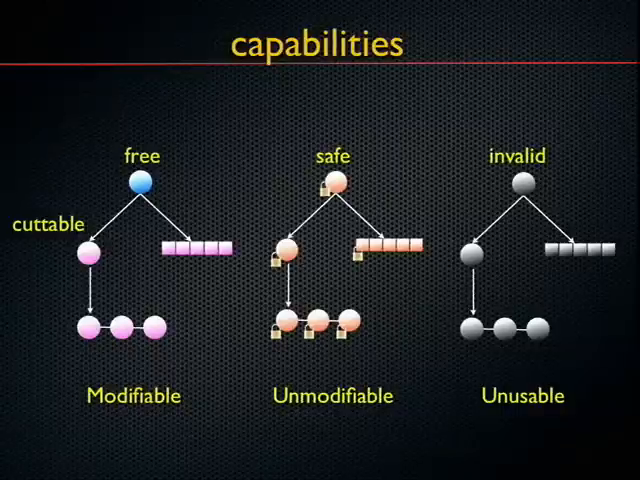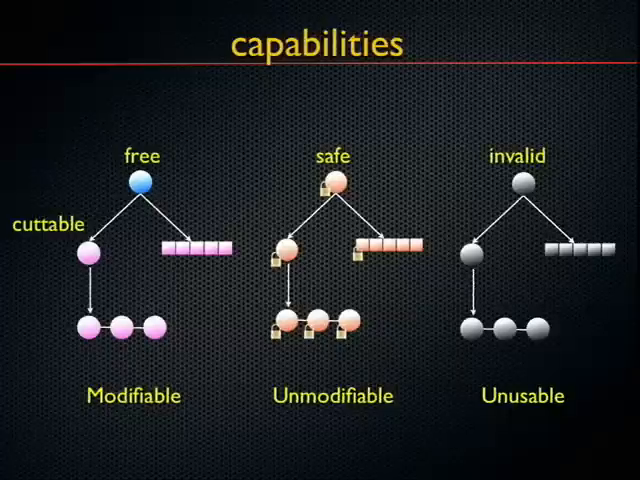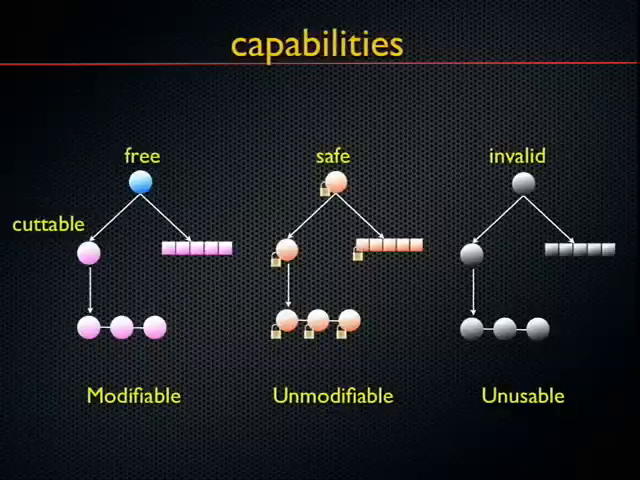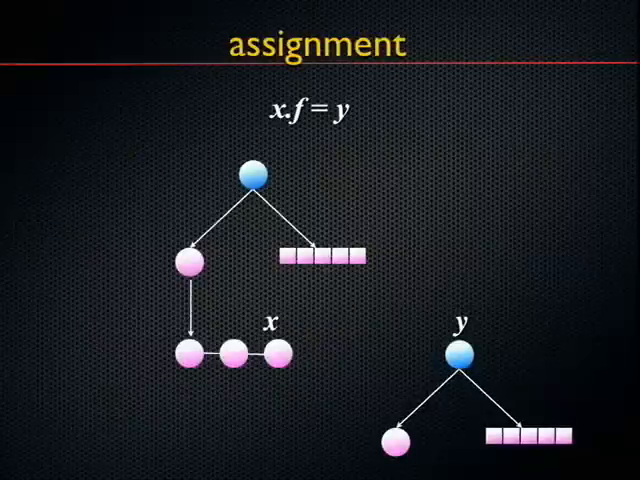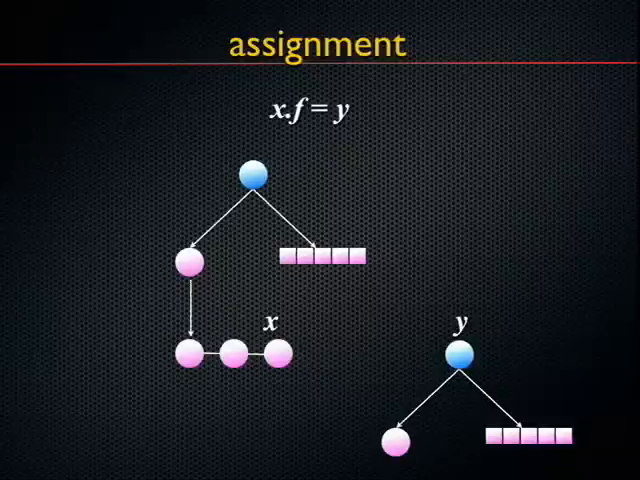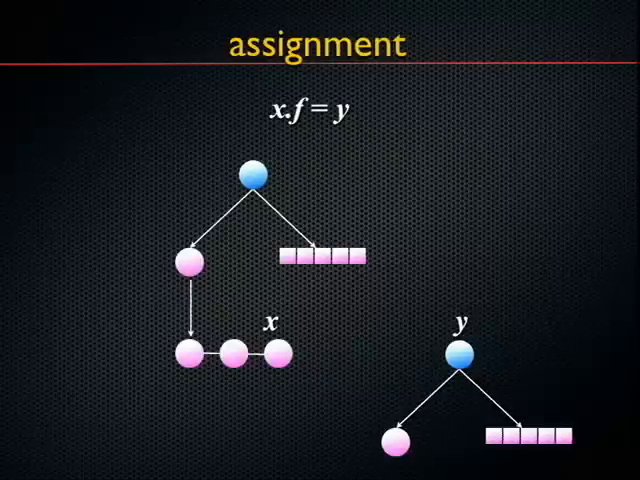So the fact that it is modifiable, unmodifiable, or unusable, these are all transitive properties. So all of it is modifiable, or all of it is unmodifiable, or all of it is unusable. So it's sort of like a deep const, deep invalid, whatever, right? So I'll concentrate on free and safe and invalid, I guess. So every node has these capabilities. And so the way you can modify structures is clearly through an assignment. You say x.f equals y, and you change the structures, right?